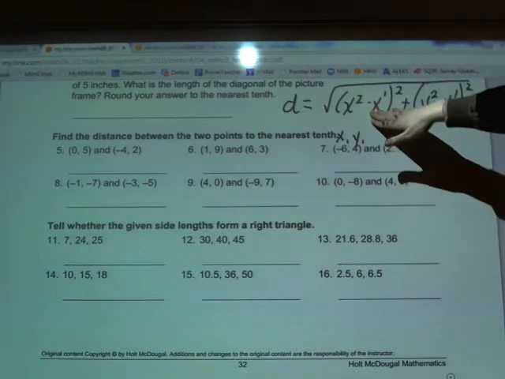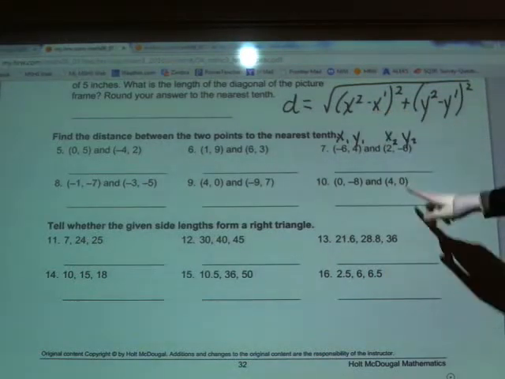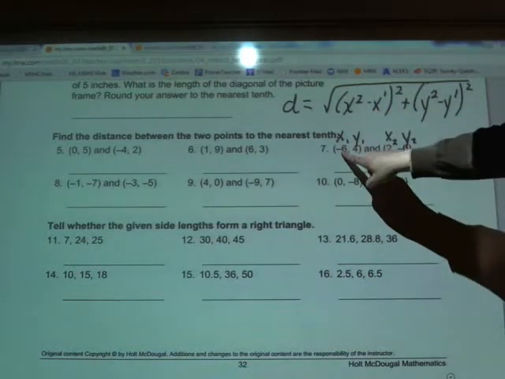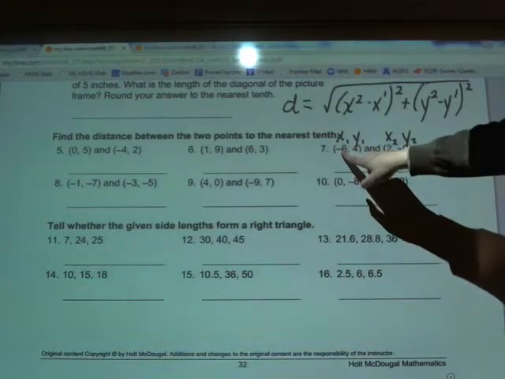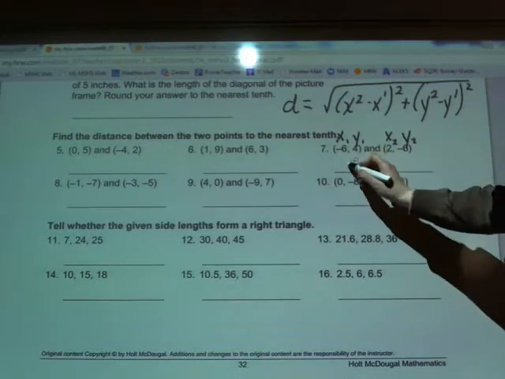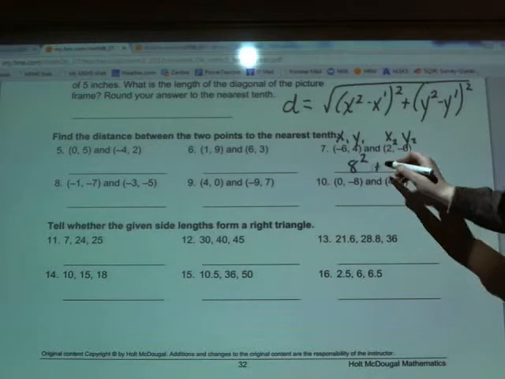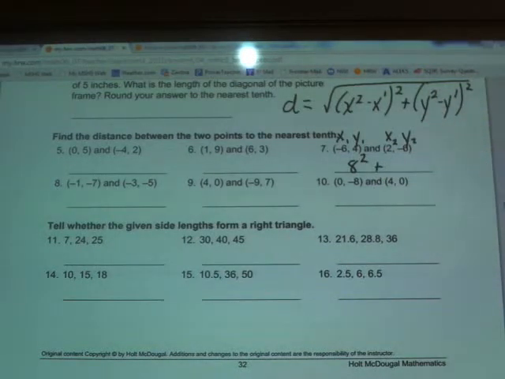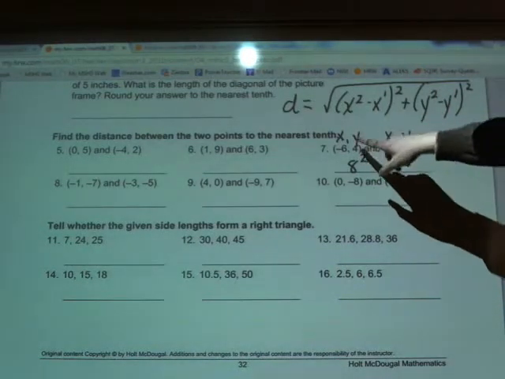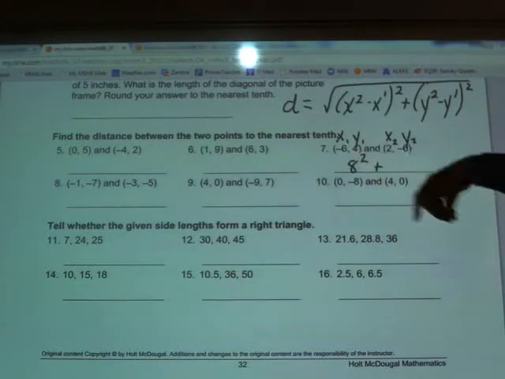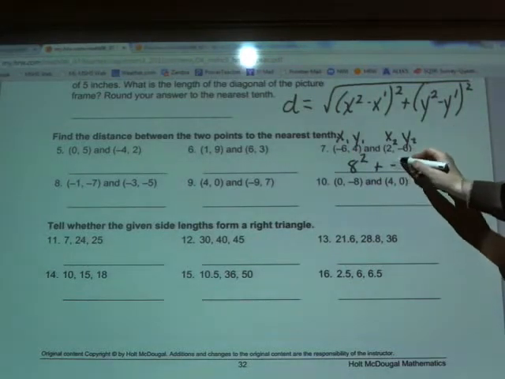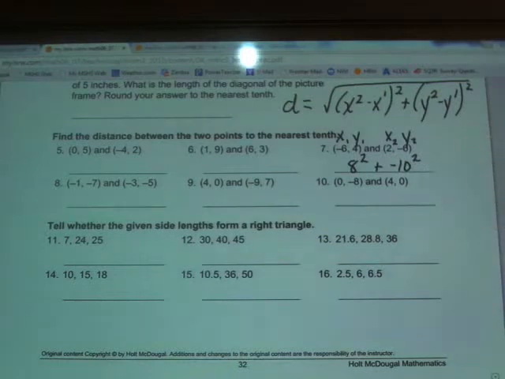All right, so formula says I'm going to subtract the x values. So I'm going to do 2 minus negative 6. Well, 2 minus negative 6, that's going to change into 8. And then over here it says I'm going to subtract my y values. Negative 6 minus 4, which is negative 10. And I'm going to square that one as well. And then after I square them, I'm going to add them. And then I'm going to take my square root. And that's how I'm going to get my distance.